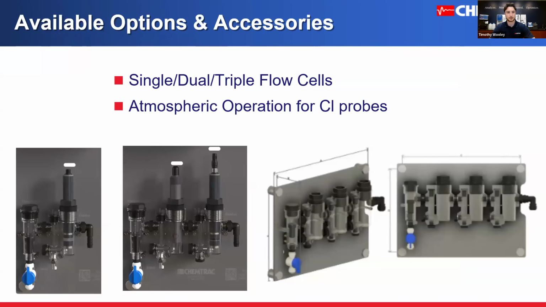A couple other available options for amperometric chlorine probes would be single, dual, and triple flow cells. So you can see here, you can put one, two, or even three probes in line with one another that can read from the same water sample. You could add pH to it, chlorine, you could put free and total chlorine within the same water sample, as well as things like ozone or chlorine dioxide. Both of those probes fit well within these flow cells, and they can all detect the same sample of water.